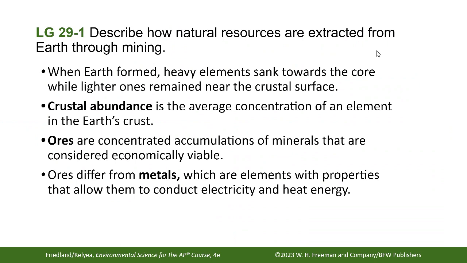Okay? Crust abundance is the average concentration of an element in the Earth's crust. We'll look at a figure in just a second of what that means. But it just means how much there is in the soil that you see around you. Ores are concentrated accumulations of minerals that have considerable economic value. A lot of times we say ore for like steel or gas, something like that. It's just something that has minerals that has value. That's a general description of an ore.